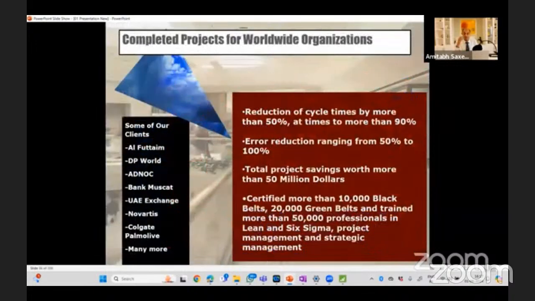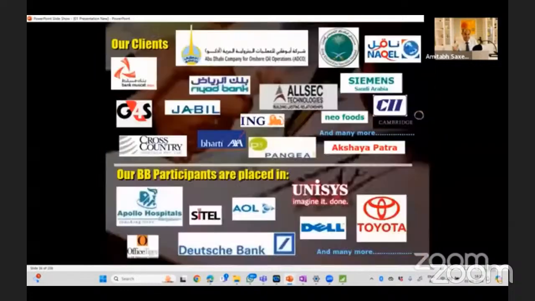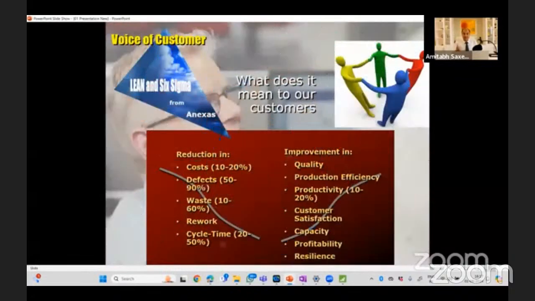So let me tell you what Lean and Six Sigma can do to the organization. It can reduce the cycle times, reduce the errors, and a lot of companies from our services have benefited. So Lean and Six Sigma will reduce the costs, reduce the defects, reduce the waste, reduce the rework, reduce the cycle time, and it will improve the quality, production efficiency, productivity, customer satisfaction, capacity, profitability, and resilience. So which CEO would not love a person who can achieve all these things? So Lean and Six Sigma green belts and black belts are always loved by everyone.